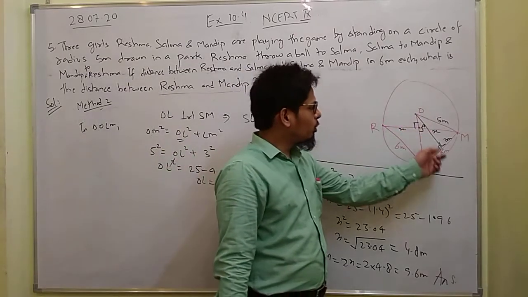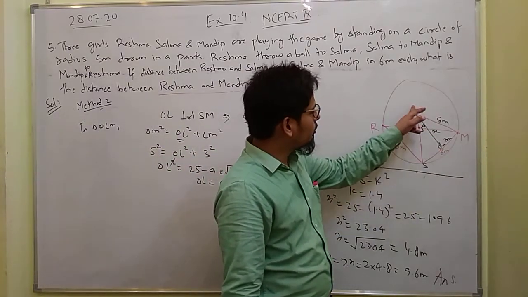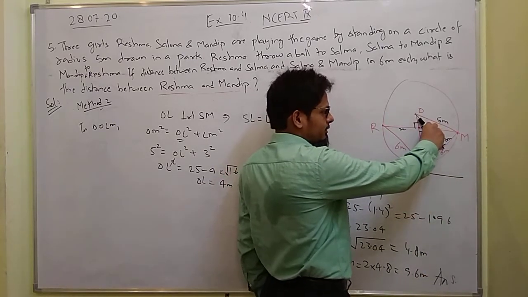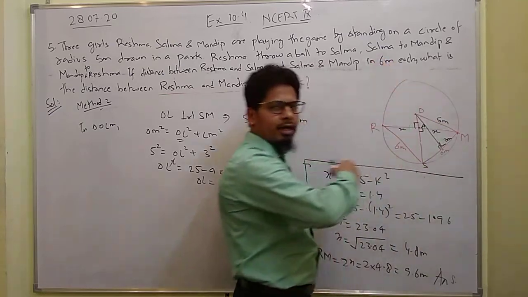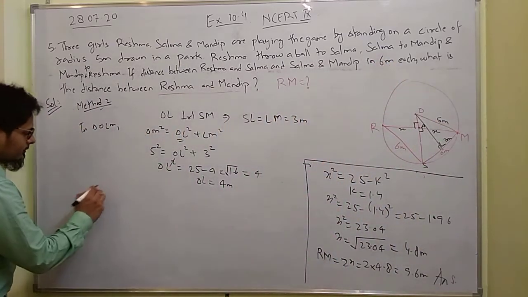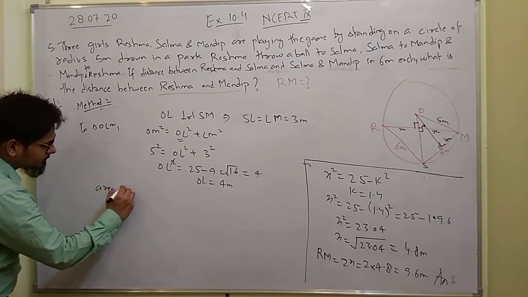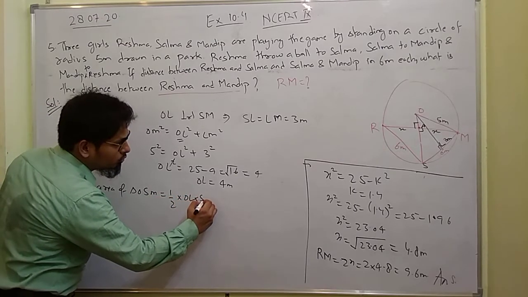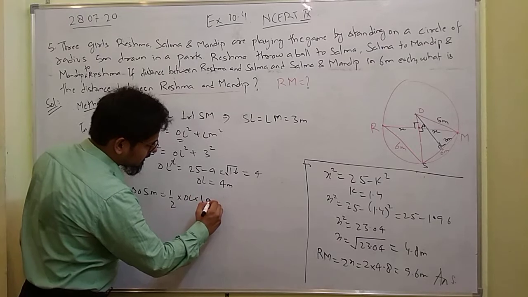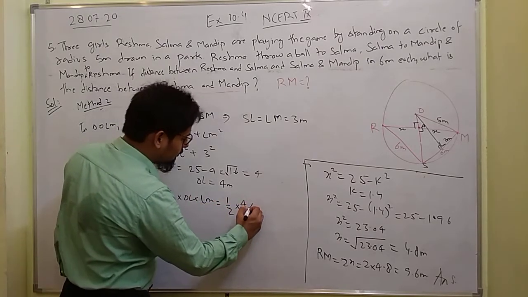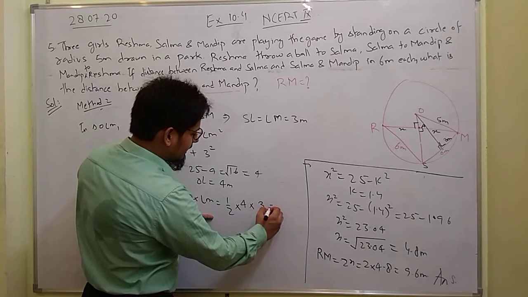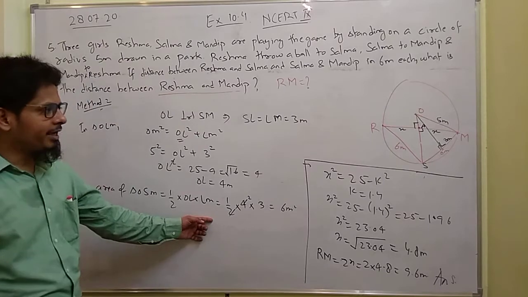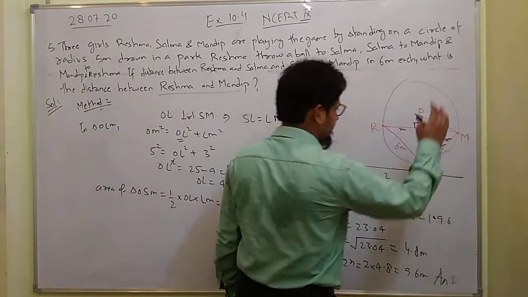And what is OL? OL is the height of triangle OSM, right? You see, SM is the base, OL is the height. So now we can find the area of this triangle OSM. So now I write here, area of triangle OSM is 1 upon 2 OL into LM. It is 1 upon 2, OL is 4 and LM is 3. It is 6 meter square. What is this? It is the area of triangle OSM.